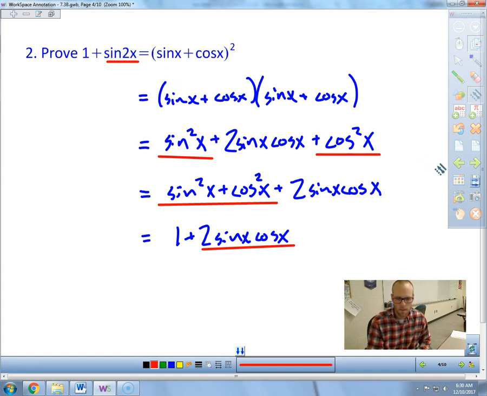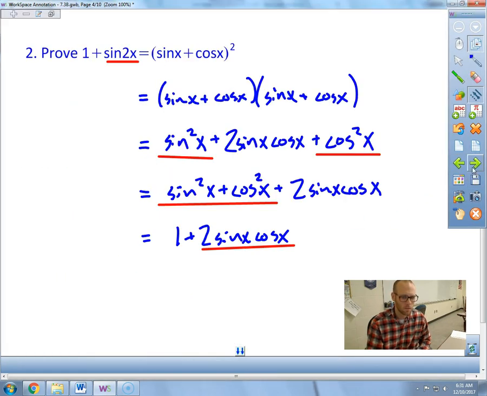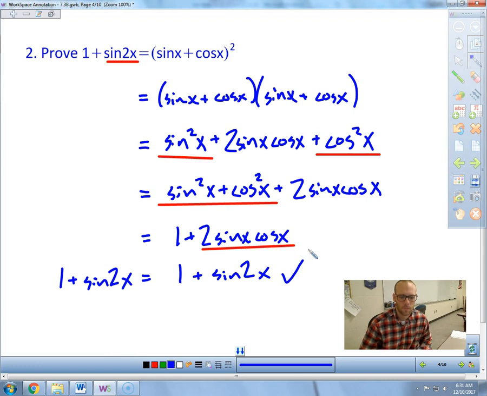Sine of 2x, that's a double angle, isn't it? The sine of 2 theta equals 2 sine of theta cosine of theta. What's the sine of 2x equal to? 2 sine x cosine x. Hey, this is really 1 plus the sine of 2x. Got it.